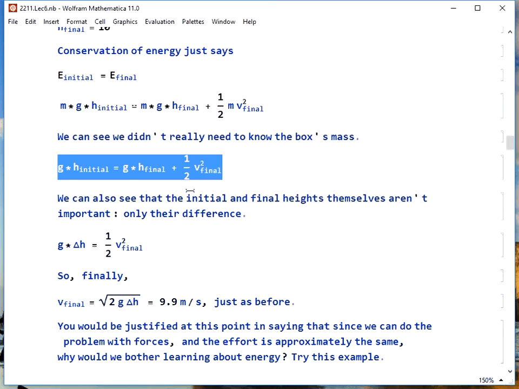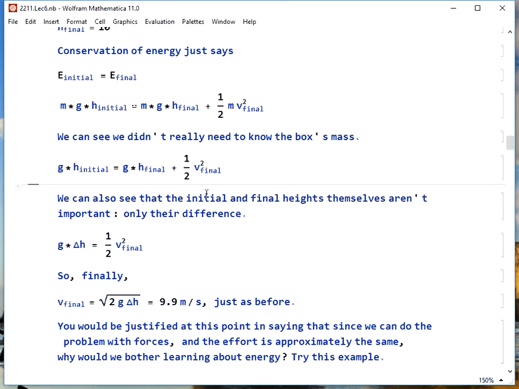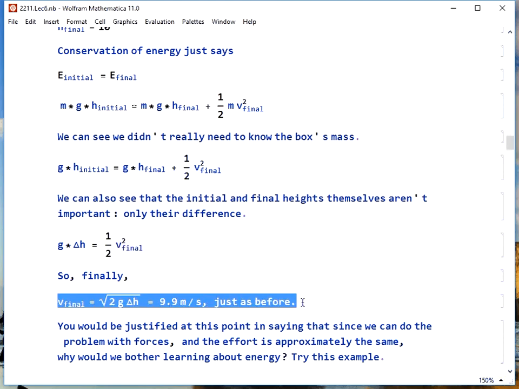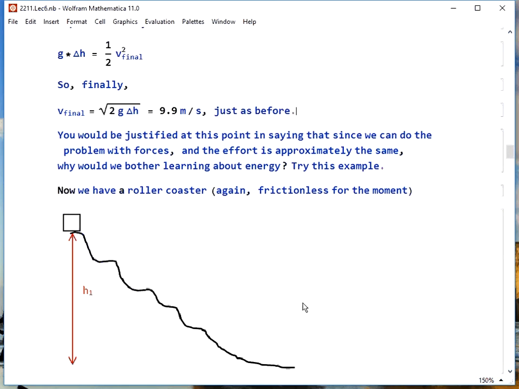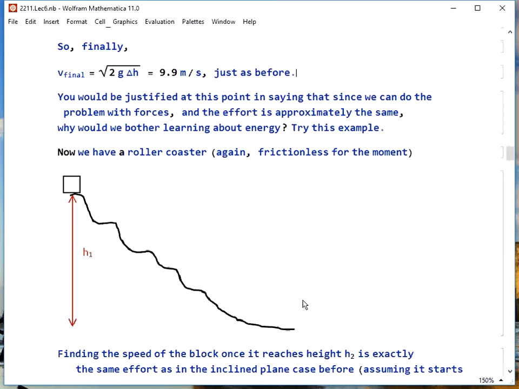And then we also see why we were able to pick our origin for potential energy in the airplane and suitcase problem. Really, all that matters is change in height. So g delta h is 1/2 v final squared. So we plug this in, and we get 9.9 meters per second, which we got the other way. And you might even feel like the other way was easier than this.